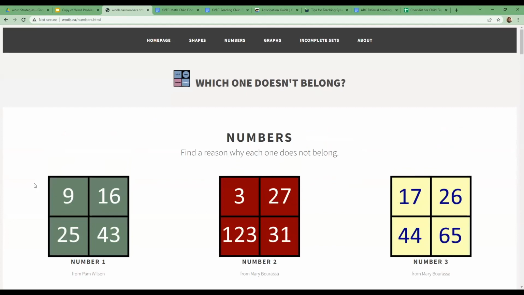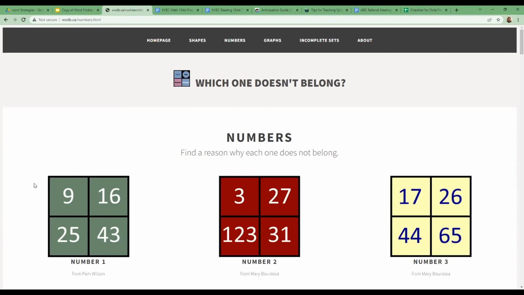Well, right off the top, I'm gonna say 9 because it's the only 1-digit number. What else? I'm gonna say 43. You know why I say 43? Because this is 3 times 3, 4 times 4, 5 times 5.